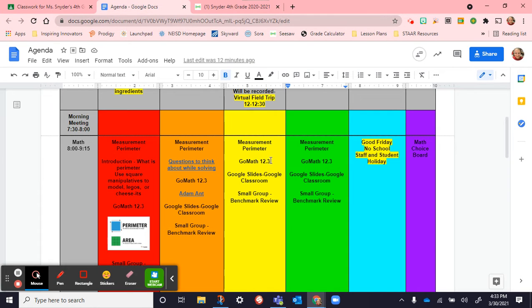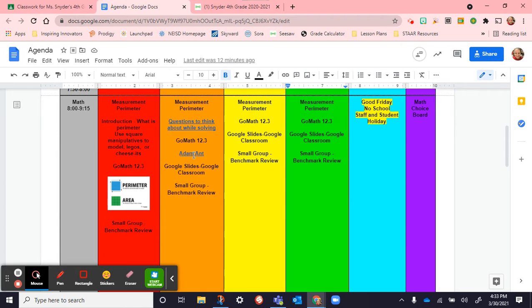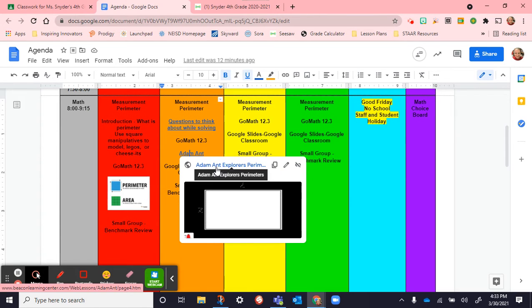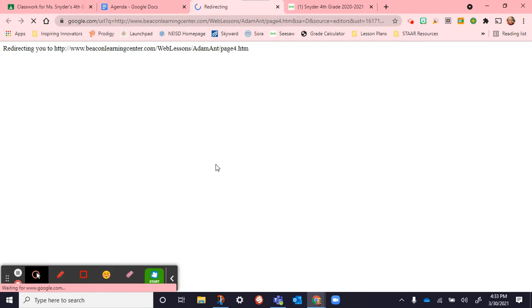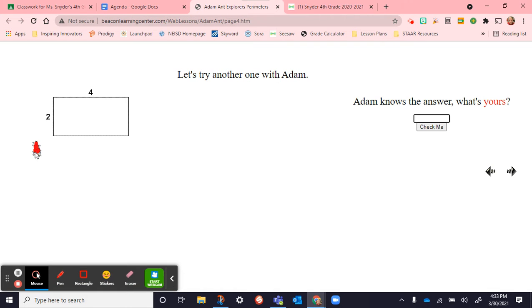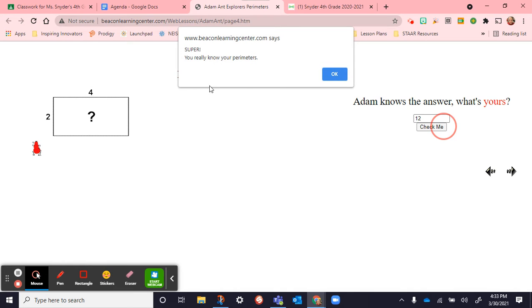Then going back to the agenda, there is a website here called Adam Ant. This is a kind of self-checking practice. Adam the Ant walks around, and as he's walking, he's calculating the perimeter. So 2 plus 4 is 6. Then he goes down this side, which is 2, so 2 more would be 8. Then he goes across this side, which would be 4 more. So you put in your answer, 12, and you check, and it says, super, you really know your perimeters.